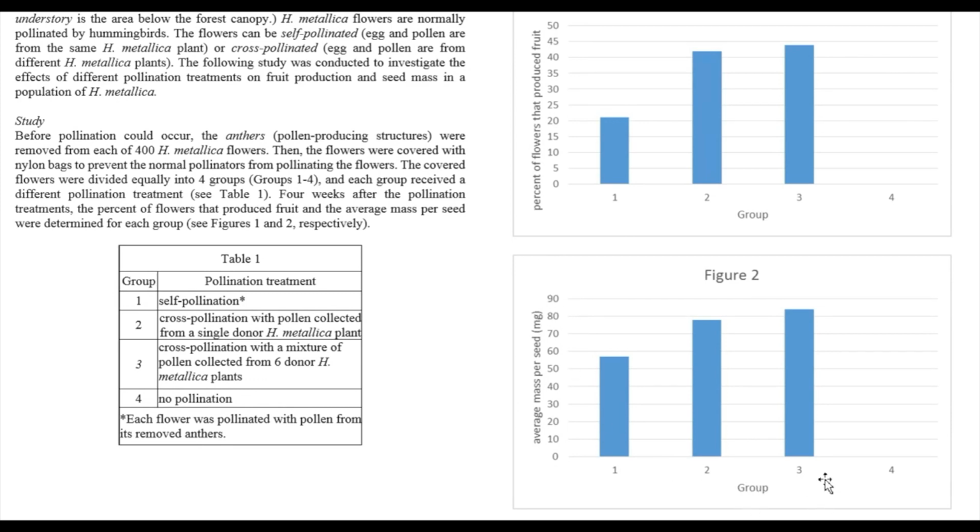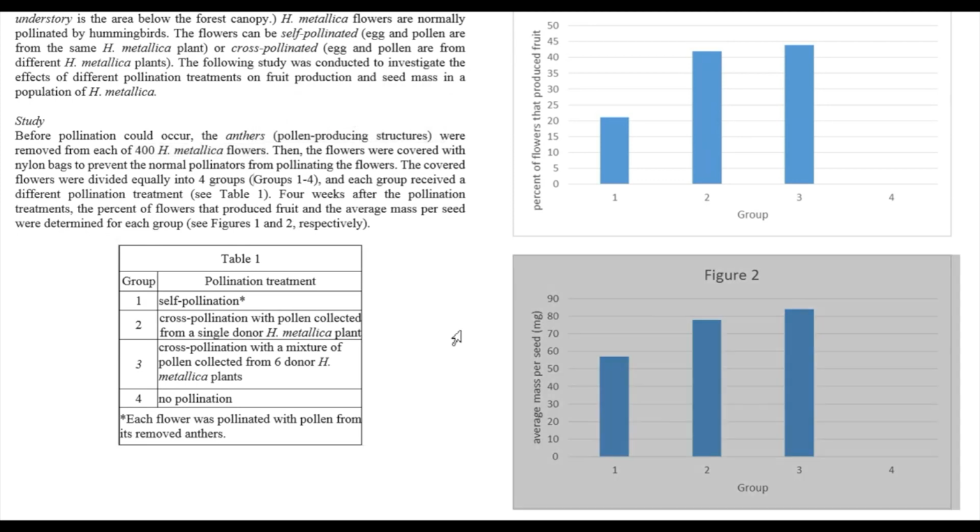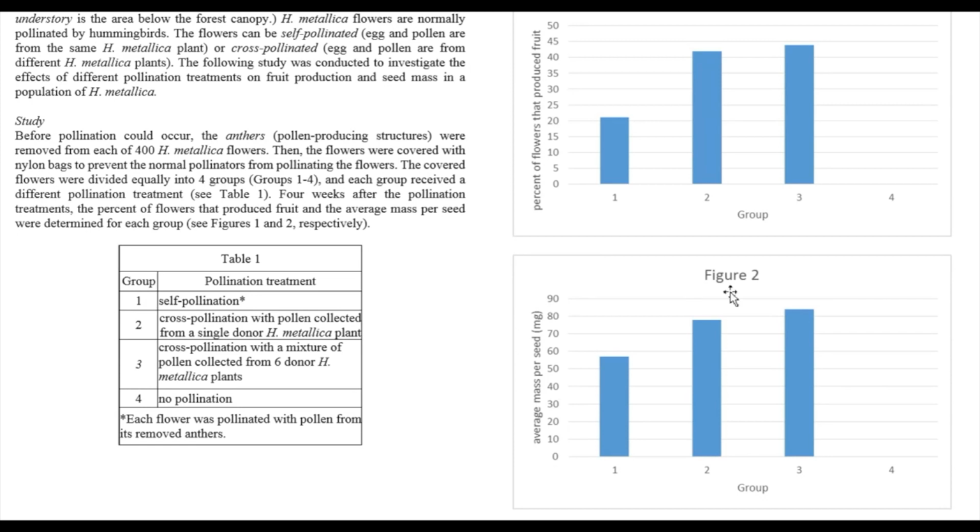Figure 2 actually deals with mass, so let's look at this in more detail. And we see group 3 here, and we see the average mass per seed is somewhere between 80 and 90 milligrams. However, that's the average mass per seed. We have 400 H. metallica flowers in the study, but that doesn't mean anything because we don't know how many of those produce fruit or the seeds. And so if we look here at group 3, the average mass per seed, we don't have any information about the number of seeds, and therefore we don't have any information about the total mass of all the group 3.